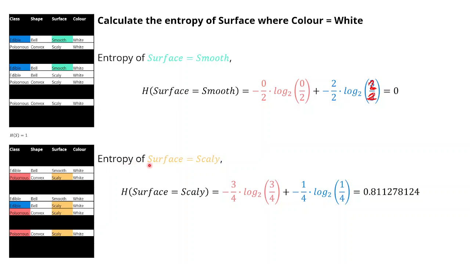Next, we have to calculate the entropy of the scaly surface. So, we have 4 scaly surfaces, diba? Out of those scaly surfaces, pila kabok ang poisonous? 3. So, we write 3 over 4. Out of those scaly surfaces, pila kabok ang edible? 1 over 4. So, resulting entropy is 0.81 something.